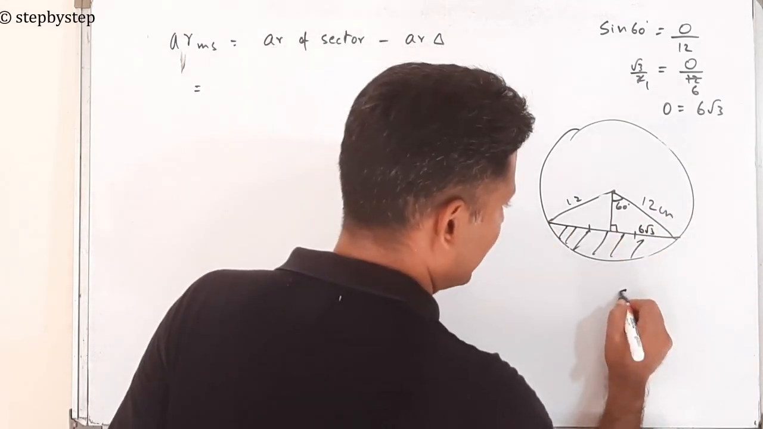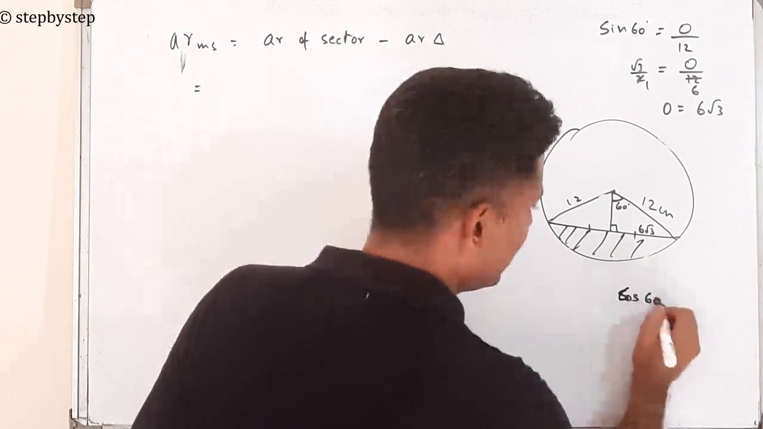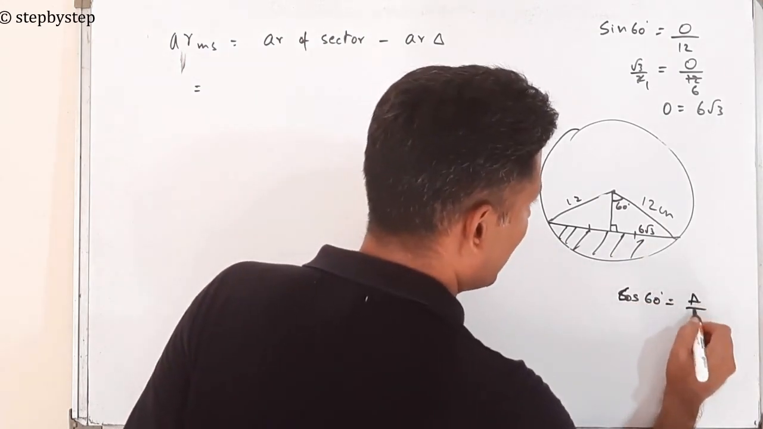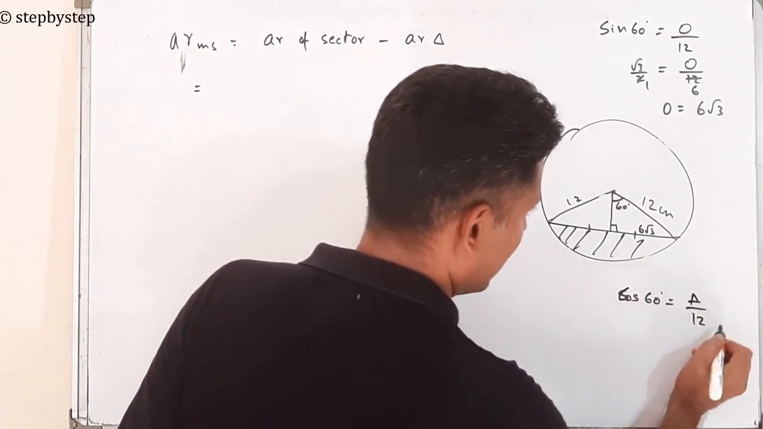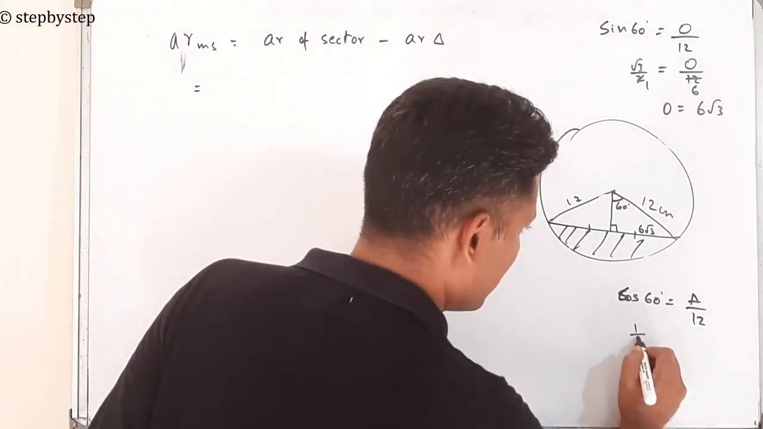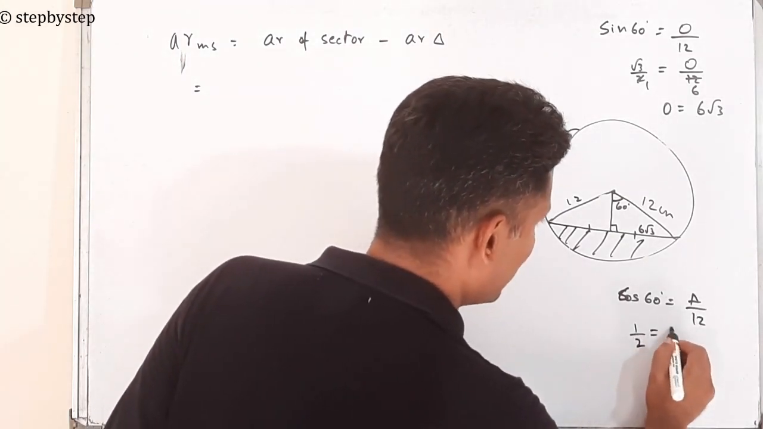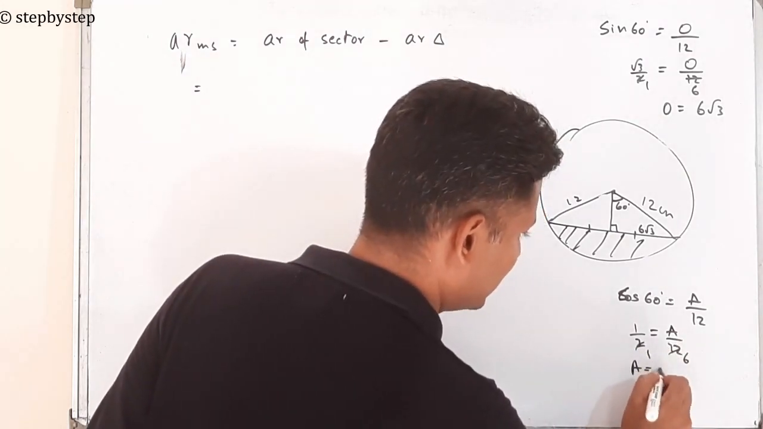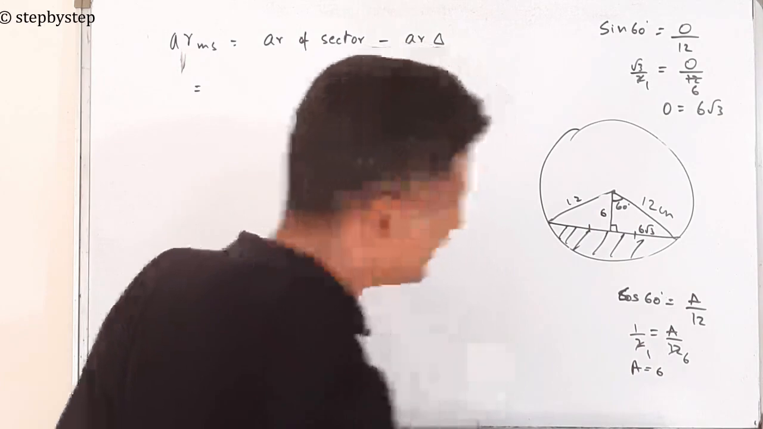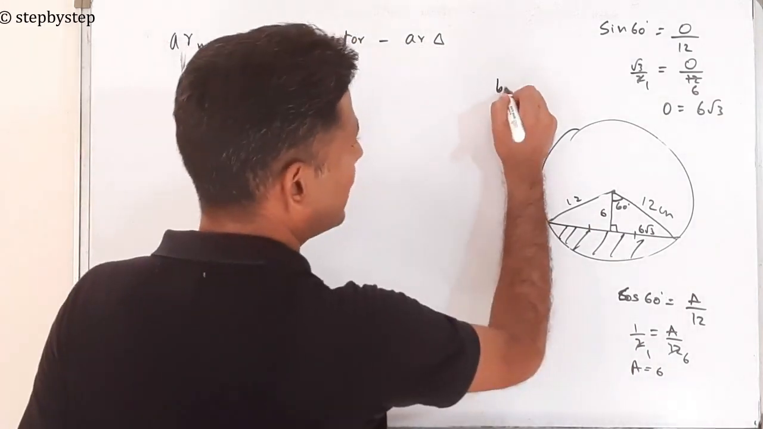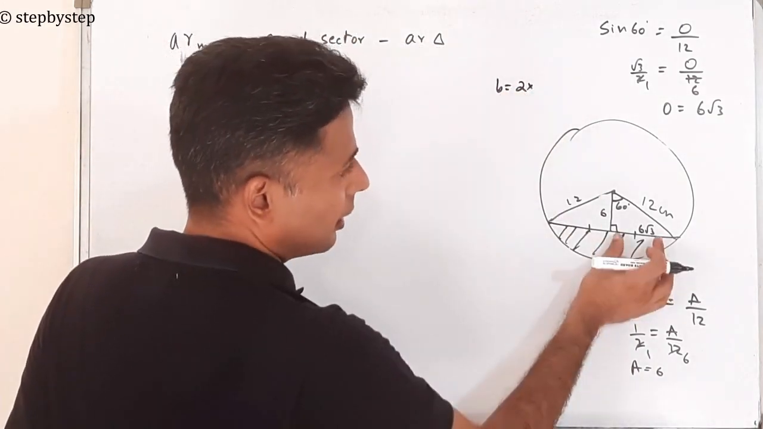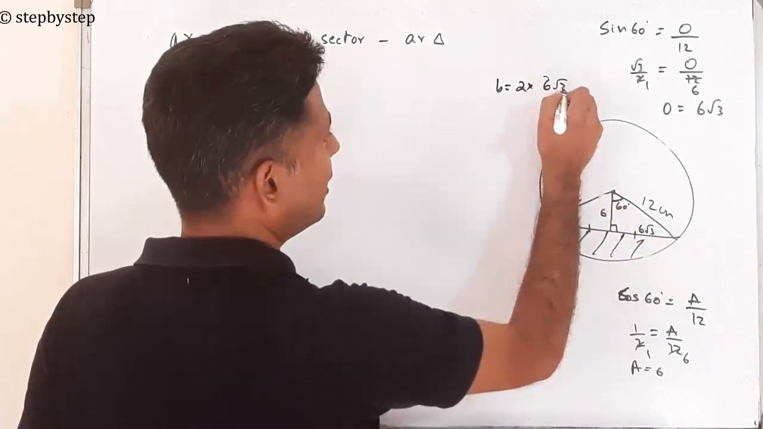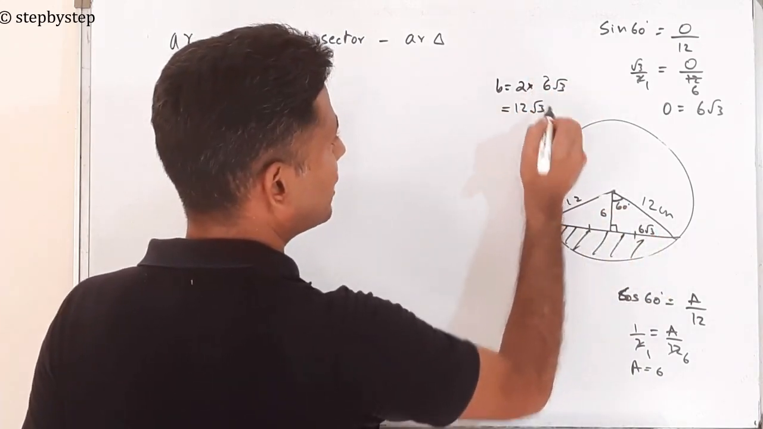Similarly, for adjacent side, we take cos 60 equal to adjacent by hypotenuse, that is 12, right? So cos 60 is 1 by 2 equal to a by 12. So 2 ones are 6. So we get adjacent side equal to 6. So the height is 6. So what will be the base? Base will be 2 times 6 root 3, that is equal to 12 root 3.